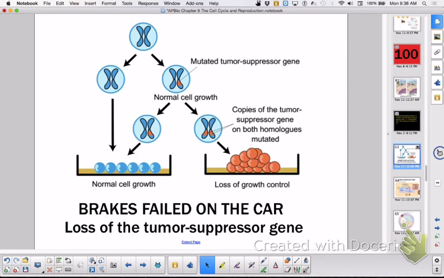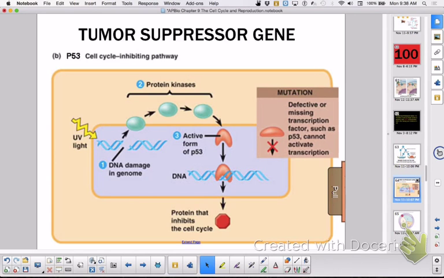At least you had some brakes here. Here you have no brakes. And if something happens to the tumor suppressor gene, what could cause it? In this case, they're showing you UV light, so your DNA has somehow been damaged. As a result, you would normally have an active P53 gene, one of whose roles, besides cellular suicide, is trying to fix it.